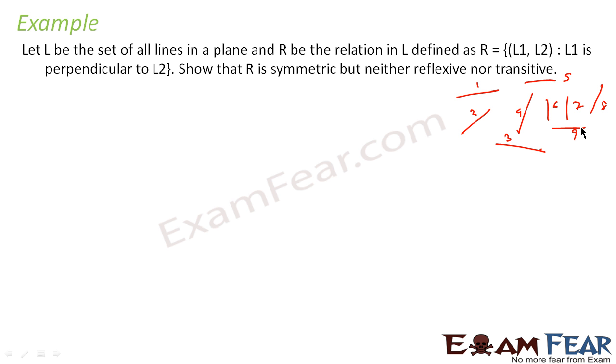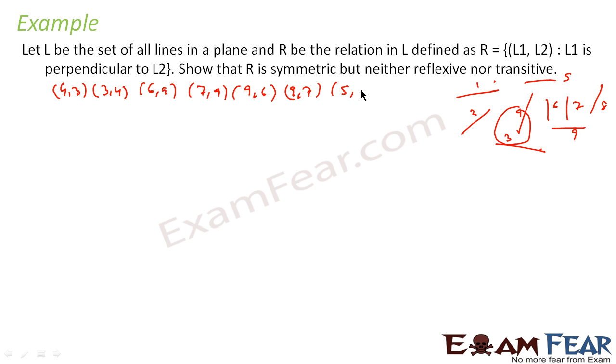So if you see, there are 9 lines. The relation is L1 is perpendicular to L2. Here you can see that line 4 is perpendicular to 3, so (4, 3) is in the relation, correct? Similarly, 3 is also perpendicular to 4, so (3, 4) is in the relation. 6 and 7 are both perpendicular to 9, so you get (6, 9), (7, 9), (9, 6) and (9, 7). 5 is also perpendicular to 6 and 7, so (5, 6) and (5, 7). Similarly, 6 is perpendicular to 5, and 7 is perpendicular to 5. So these are the perpendicular line pairs we have got.